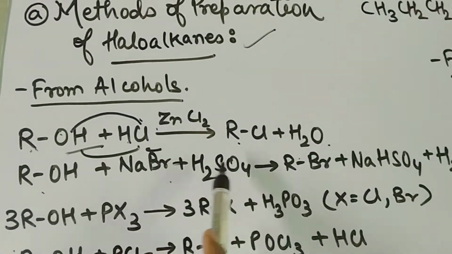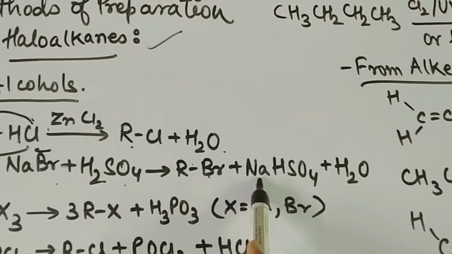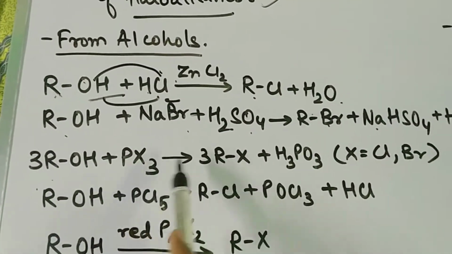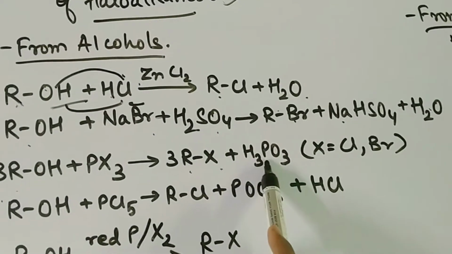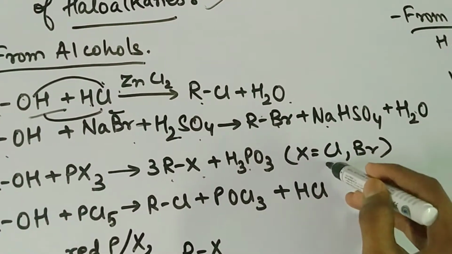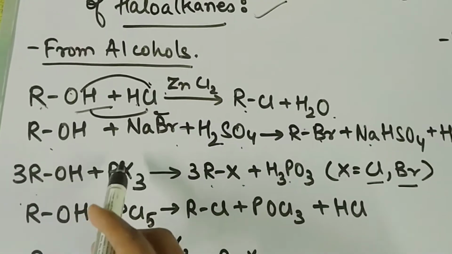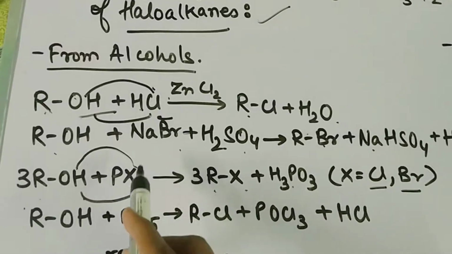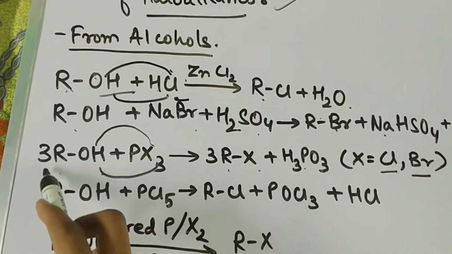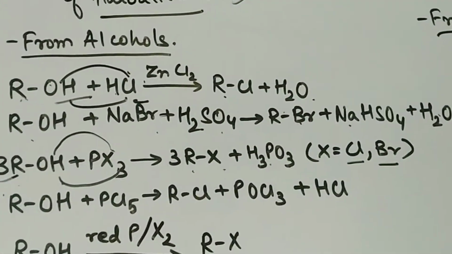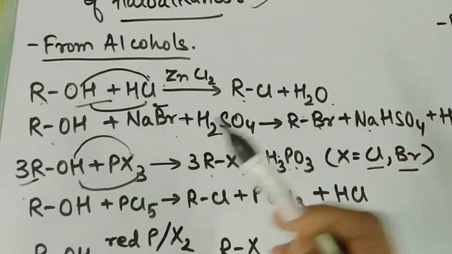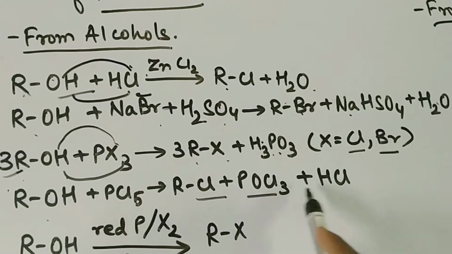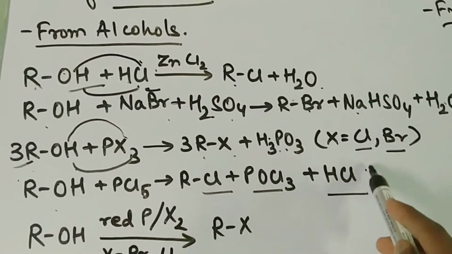ROH plus NaBr plus H2SO4 gives RBr, NaHSO4 and H2O. Then 3ROH plus PX3 gives 3RX plus H3PO3, and the X can be either chlorine or bromine. Here simply this halogen has jumped here and the OH has jumped here. Don't forget that we have taken 3 here, so we get H3PO3. Again, ROH plus PCl5 gives RCl, POCl3 and HCl.